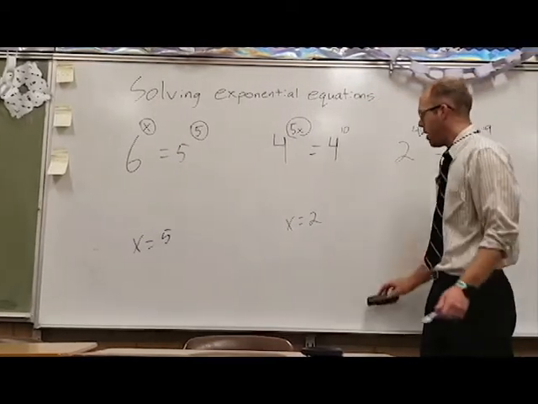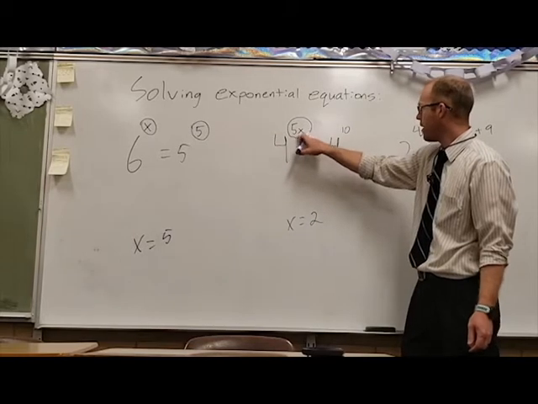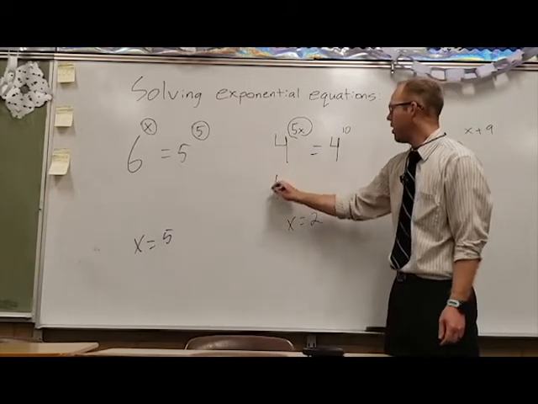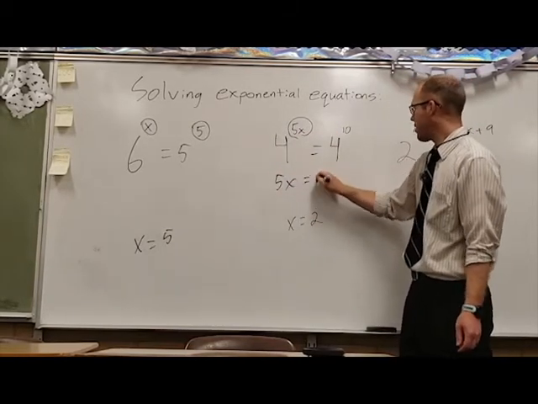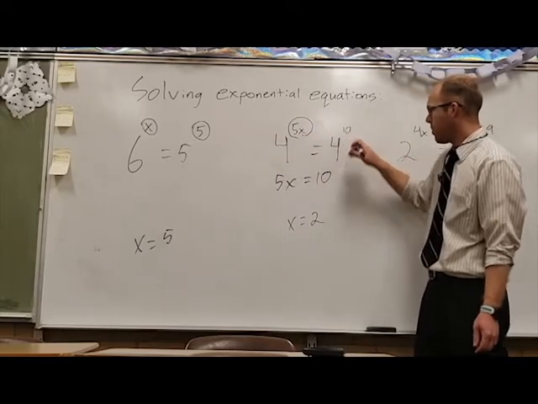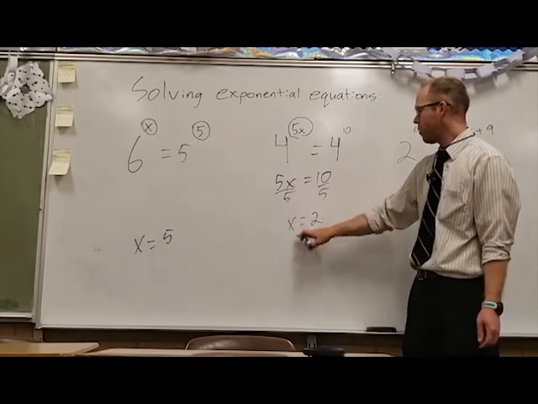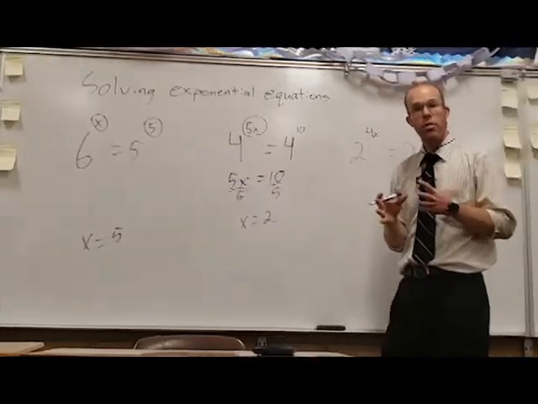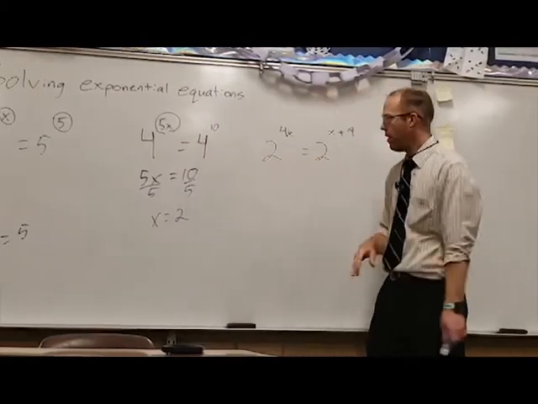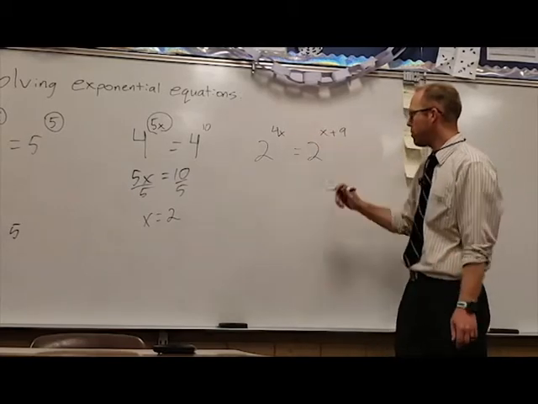So let's set this one up. The 4 and the 4 have the same base, so the 5x and the 10 must be equal to each other. That gives us this equation. 5x equals 10. This exponent must equal that exponent, and we can solve this by dividing by 5, and that gives us x equals 2. So now we're going to use that strategy to solve the rest of them that we have. As long as the bases are the same, then the exponents must be equal to each other.